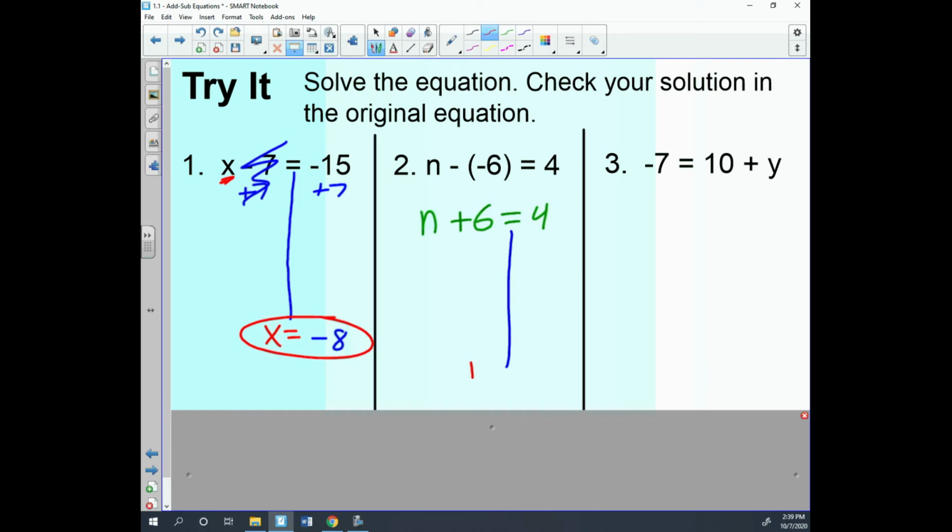I want to get n all by itself. So how do I move that one over? I minus 6. And I do it to both sides because I'm equal and fair. And the final answer is going to be n equals negative 2. Yeah, we're learning stuff. We're getting smarter.